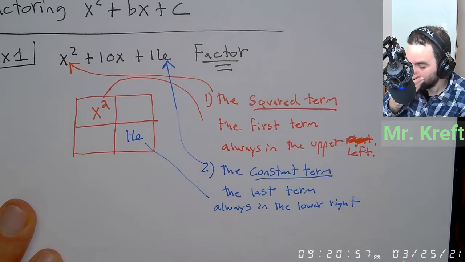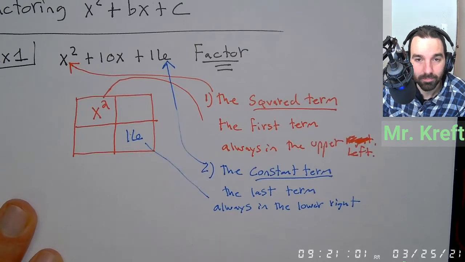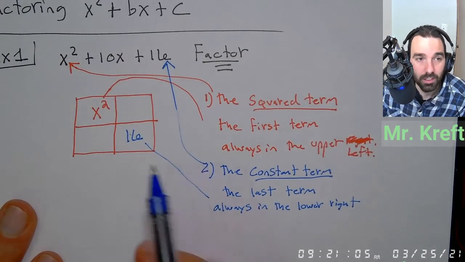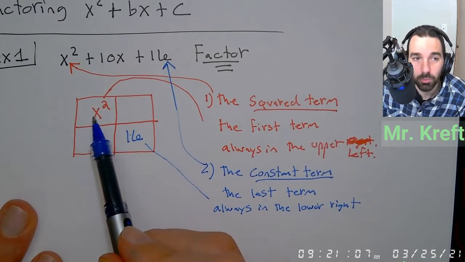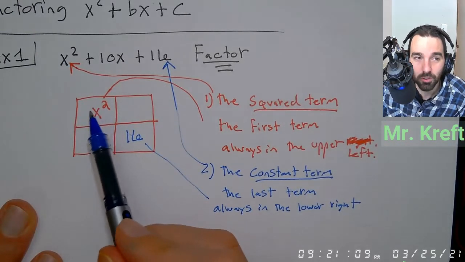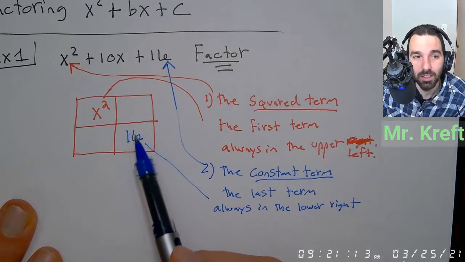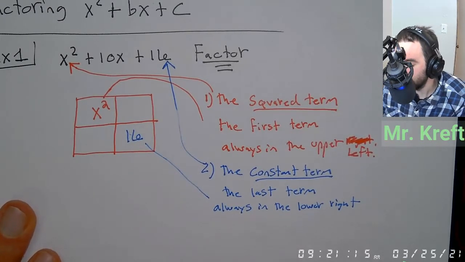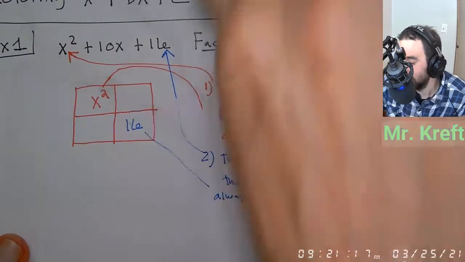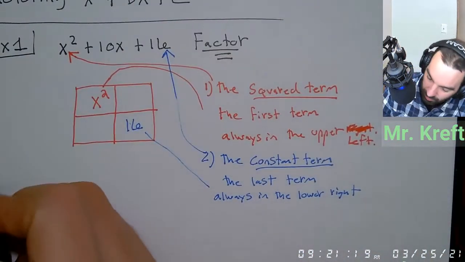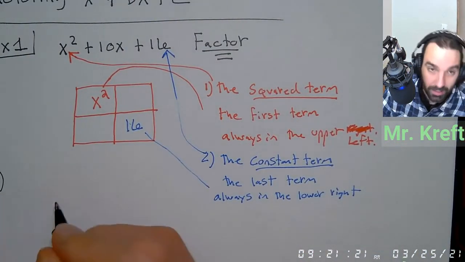Okay, so that's how we get this started. So the first thing you always do is you put your squared term or your first term in the upper left, and you put your last term or your constant term in the bottom right. So now we're going to do a little adventure. So now we're going to do a little math, okay?